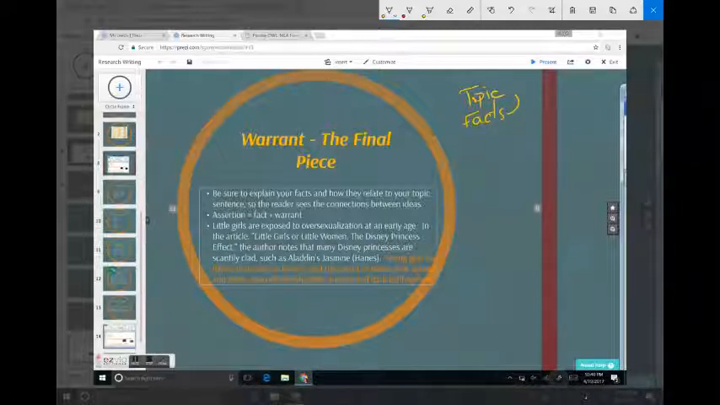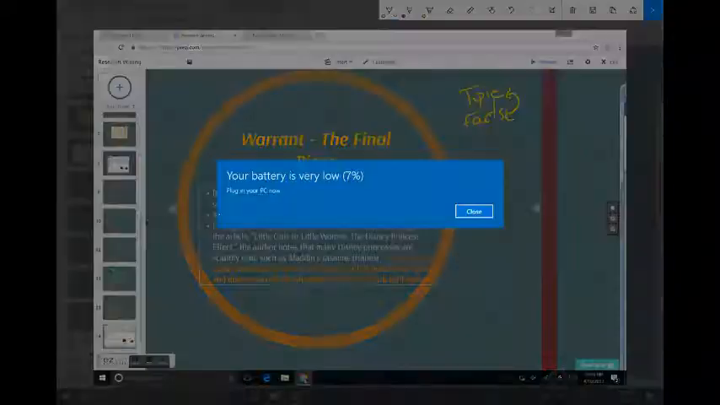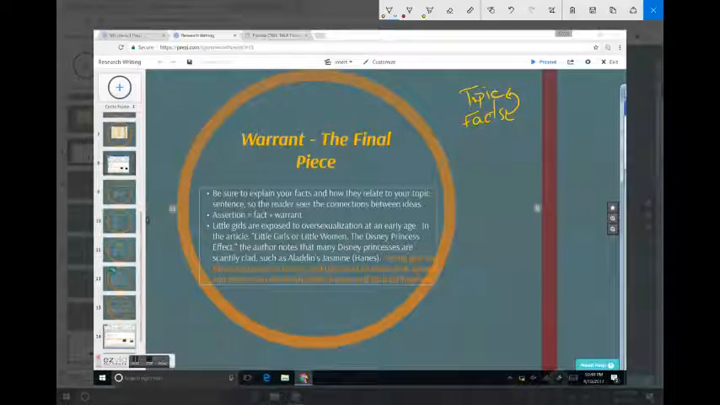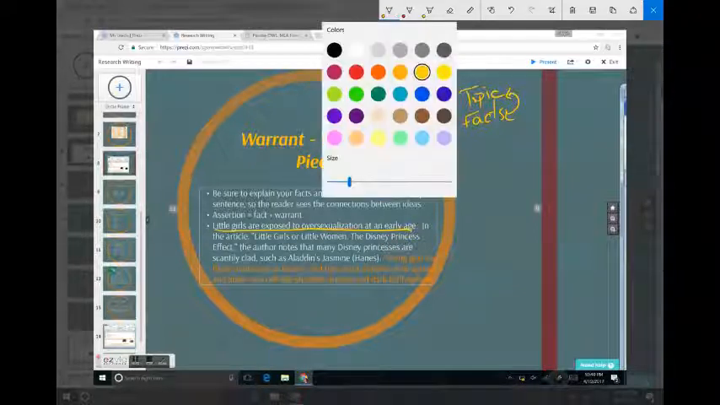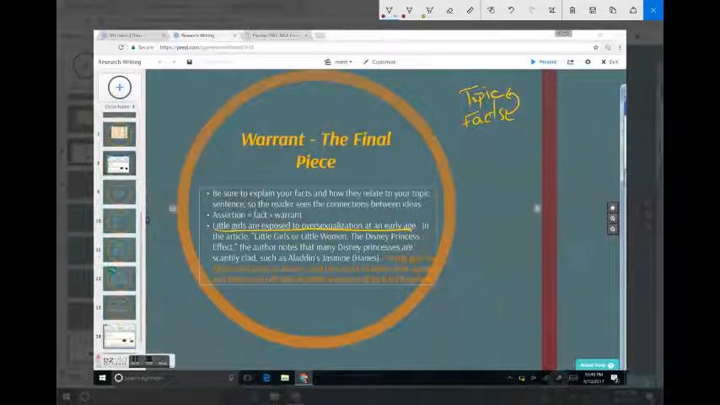So, for example, in this example I have here, my topic sentence is, little girls are exposed to over-sexualization at an early age. Then I've given you this fact here, and that is, in the article "Little Girls or Little Women, the Disney Princess Effect," the author notes that many Disney princesses are scantily clad, such as Aladdin's Jasmine. The problem is, how does this fact prove this topic sentence? How does the fact that Jasmine dresses the way she does show that these little girls are exposed to over-sexualization? Well, that's my job as the writer to show the connections, and so that's what you get right here.